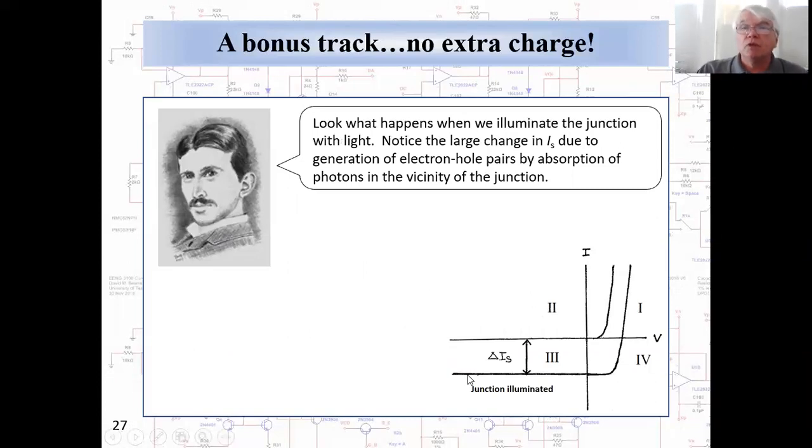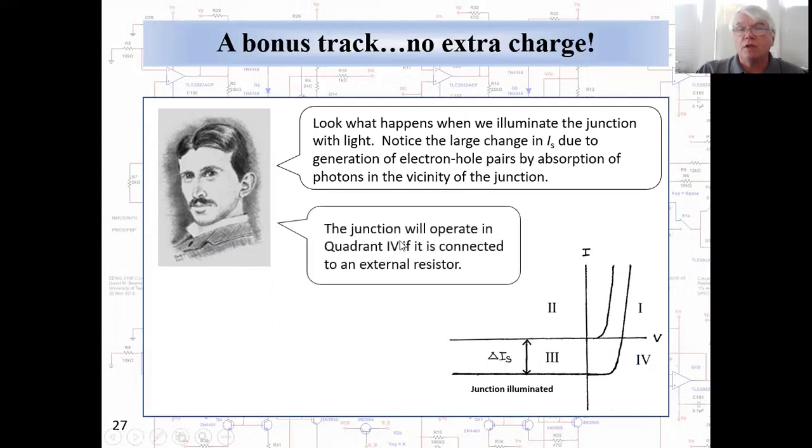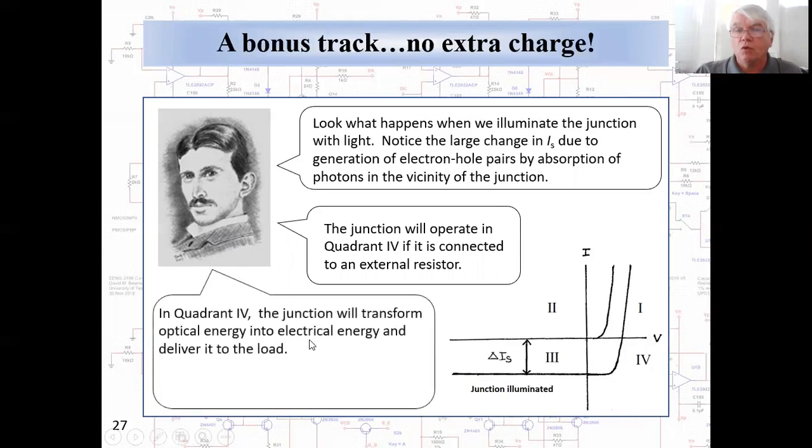Now look what happens when we illuminate the junction with light. Notice the large change in the saturation current due to the generation of electron-hole pairs by absorption of photons in the vicinity of the junction. The junction now will operate in quadrant 4 if we connect it, instead of to a voltage source, to an external resistor. And in quadrant 4, where we have a positive voltage and a negative current, the diode is now an energy source. It's transforming optical energy into electrical energy and delivering it to the load. This is the basic principle of the photovoltaic cell, or what used to be known as the solar cell.